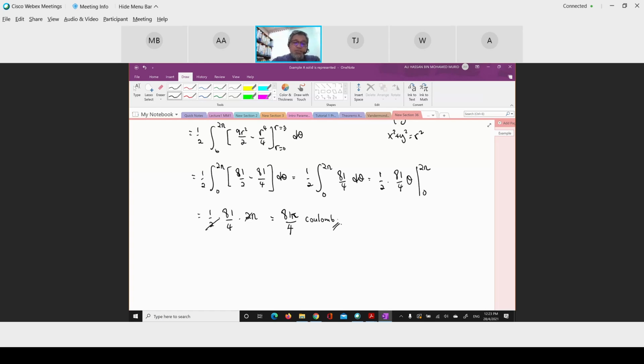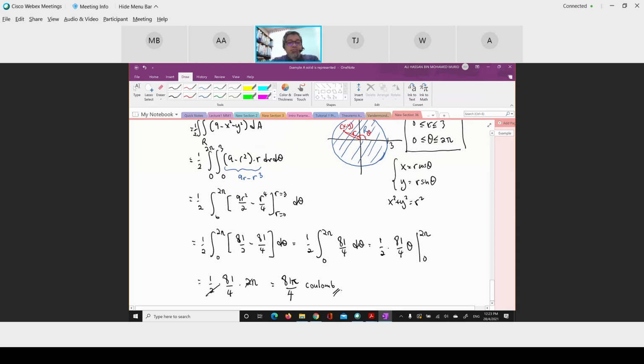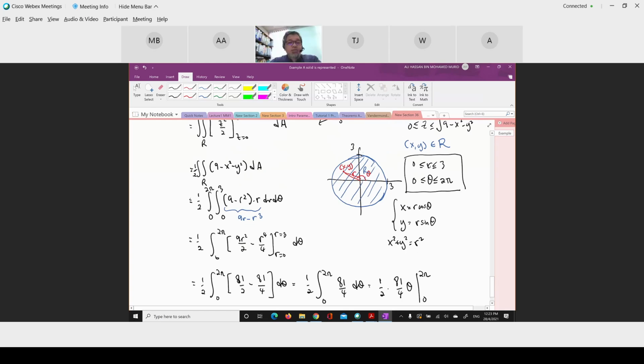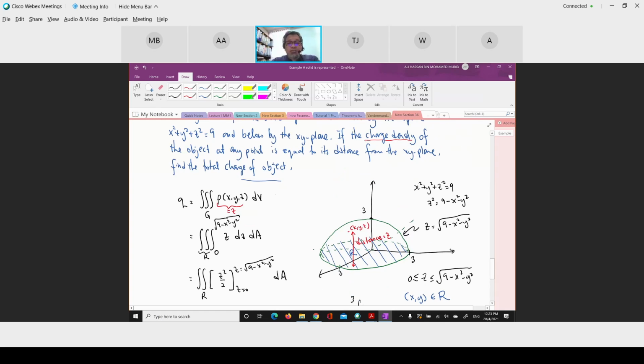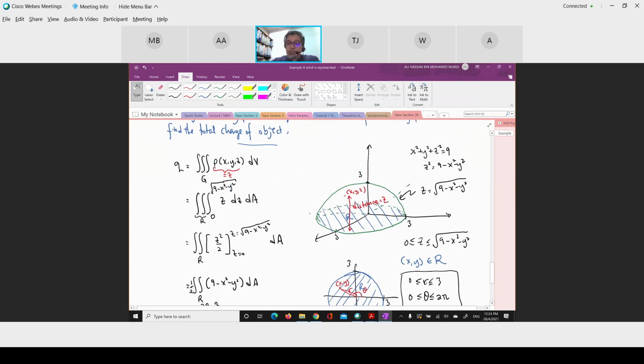So that's an example of evaluation of a triple integral for finding a charge of this object G here. This is the object G.